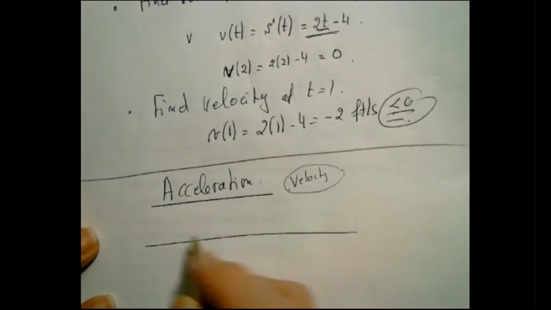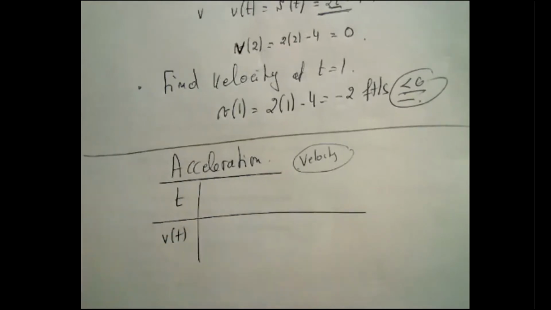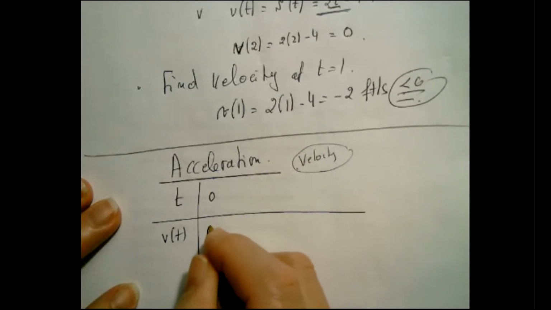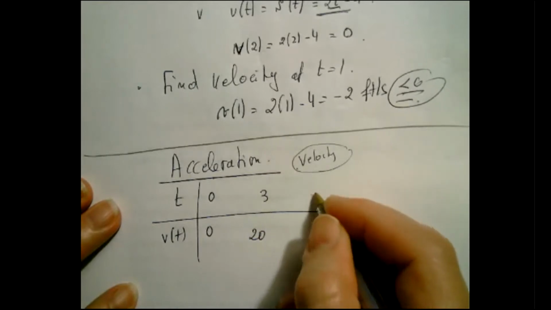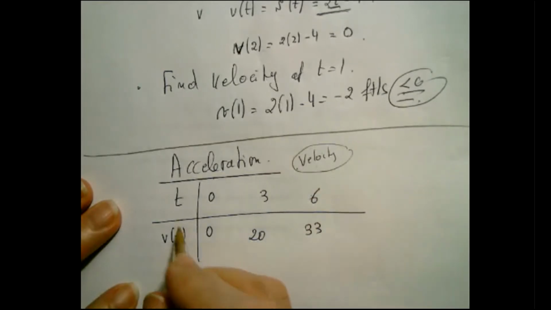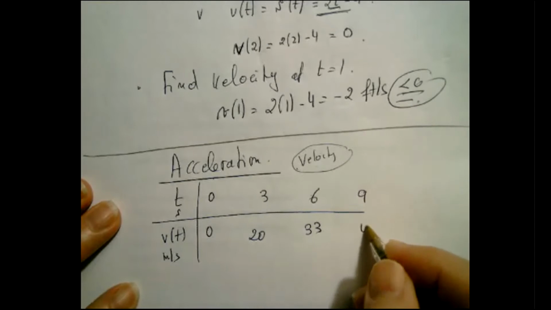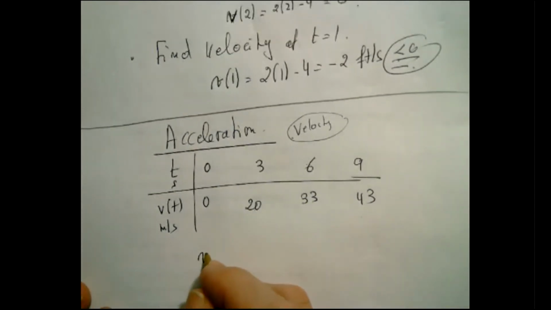So suppose I give you the following table. This is time and this is velocity. I tell you, okay, so at t equal to 0, your velocity was 0. At t equal to 3, your velocity is 20. At t equal to 6, your velocity, for example, was 33. So that's meter per second. And then at the next time your velocity is 43. So here, I'm giving you how the velocity is changing with time. So it was 0, 20, 33, 43.